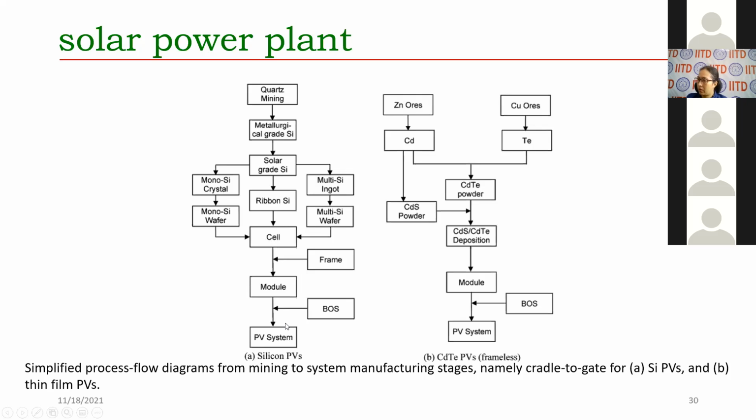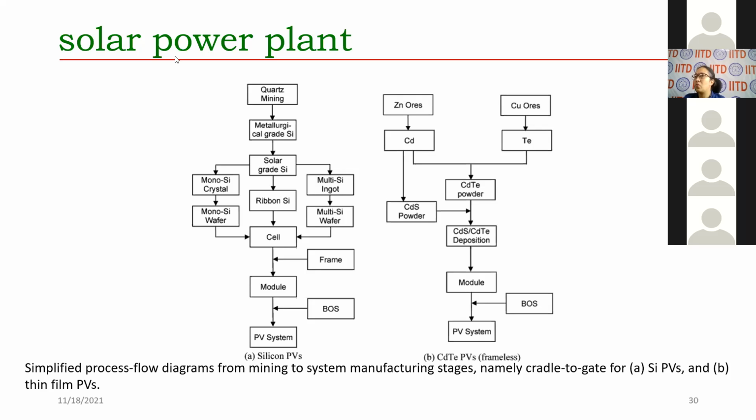This is one type of module, the solar cell that is made. And this is the other way. One is with silica and the other, this is another technology. They call it CdTe. So this is another mechanism by which you could develop it, right? So these are thin film, which is popularly known as thin film PV. So this is the process which is involved in the manufacturing of the PV system.